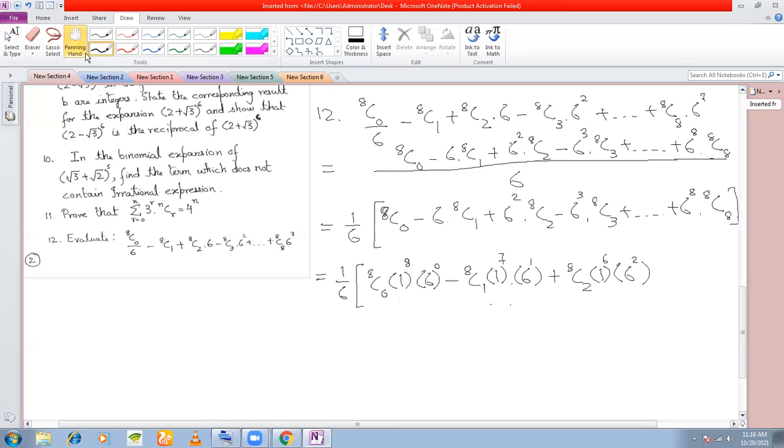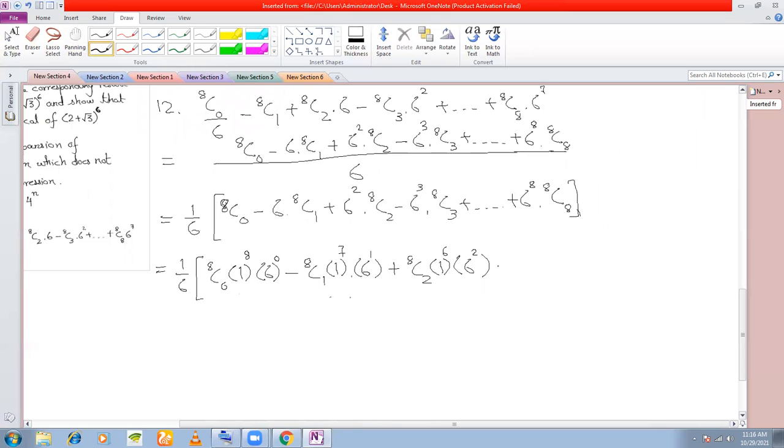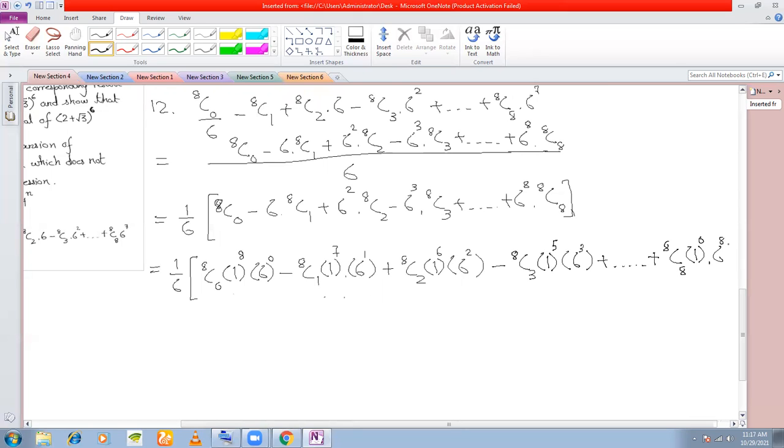Right? Minus 8C3, 1 to the power of 5 into 6 cube, plus, and this will continue till plus 8C8, 1 to the power of 0 into 6 to the power of 8. Now check, if I take a as 1 and if I take x as 6, can I write this as 1/6 a plus x to the power of 8? Can I write this? Just check whether this is the binomial expansion of this or not.